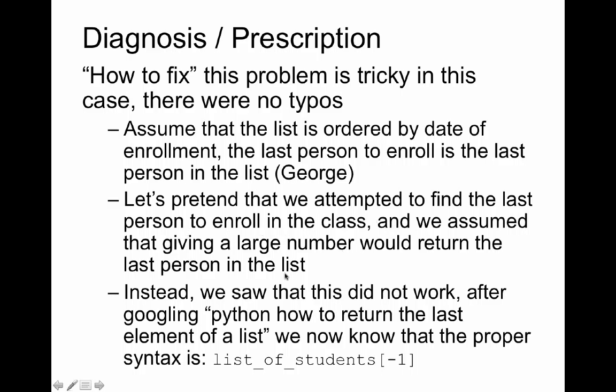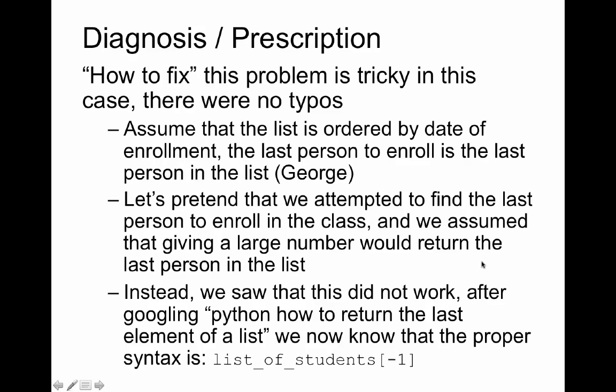So again, let's pretend like we were just trying to find the last person that enrolled in the class. Pretty much any time you have a problem like this, chances are somebody else did too. So instead of trying to figure out why what we did didn't work, we can just Google in Python, how do you return the last element of a list? And we see that now our assumption was wrong. The proper syntax is list of students, and you give it the -1 element of the list.